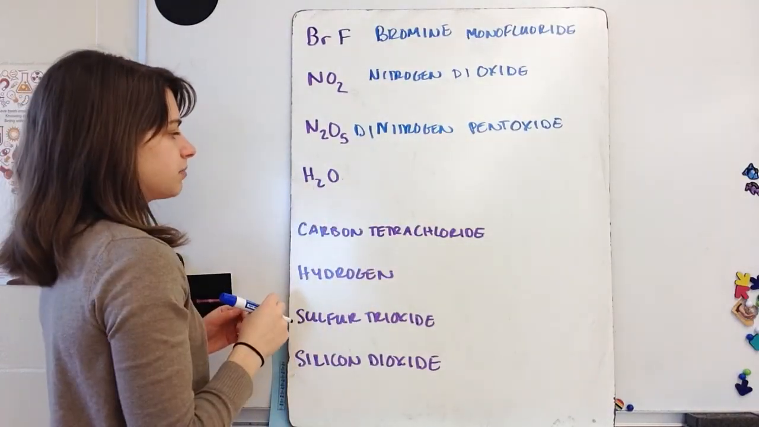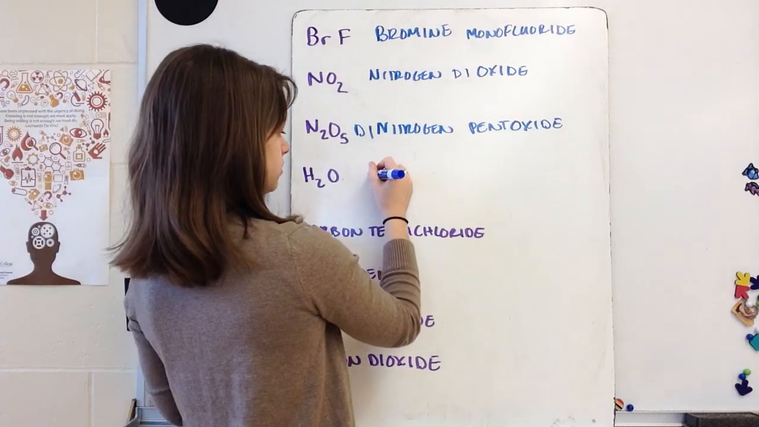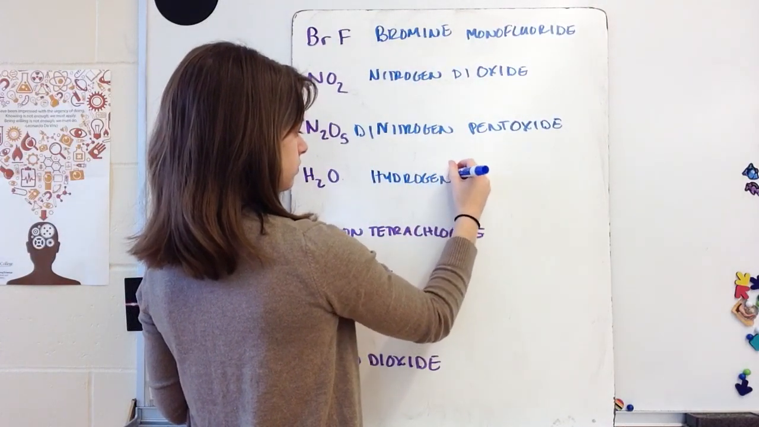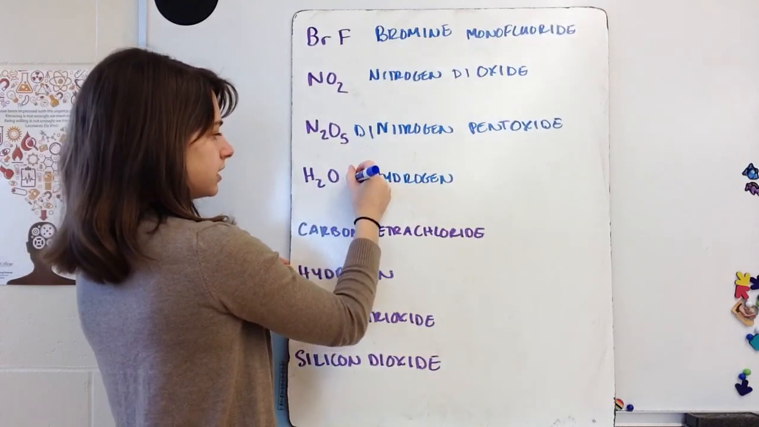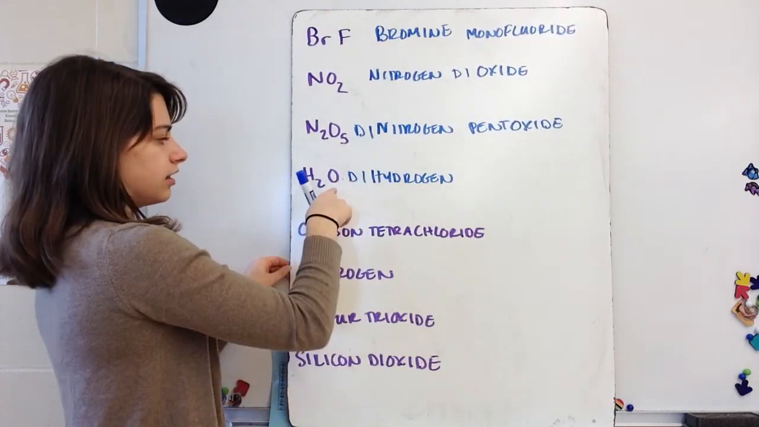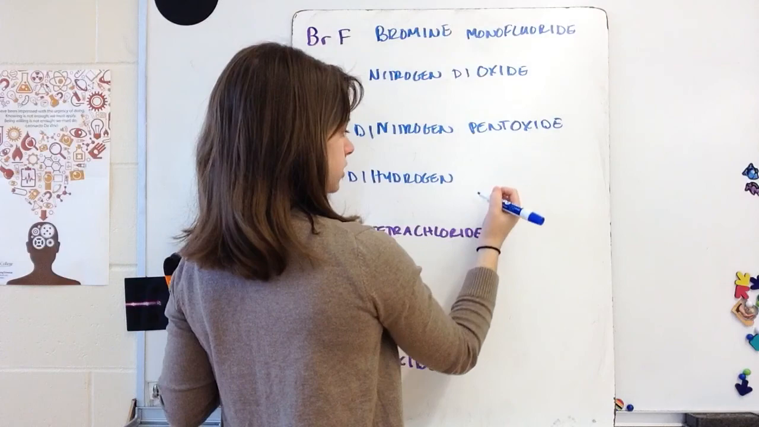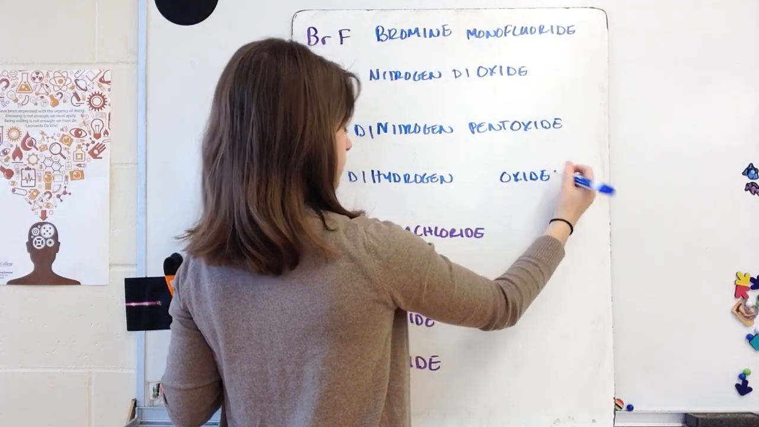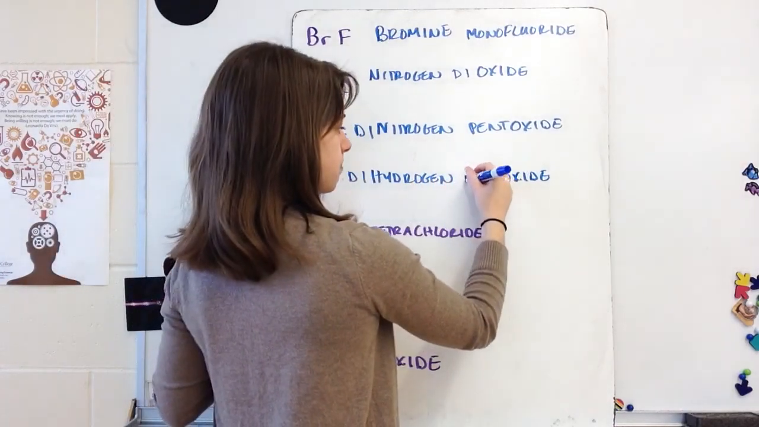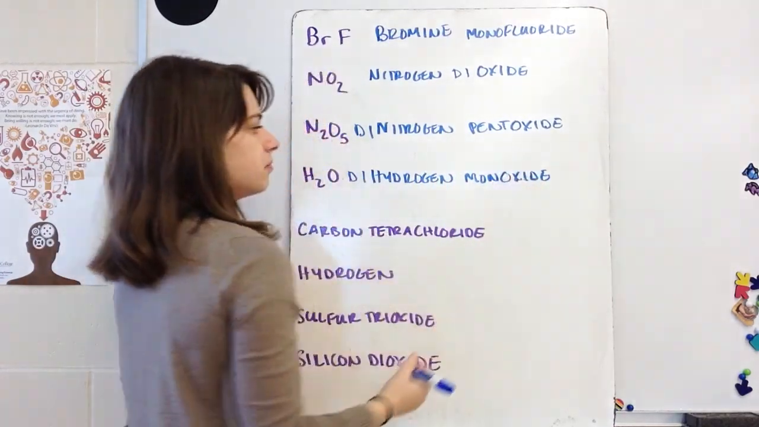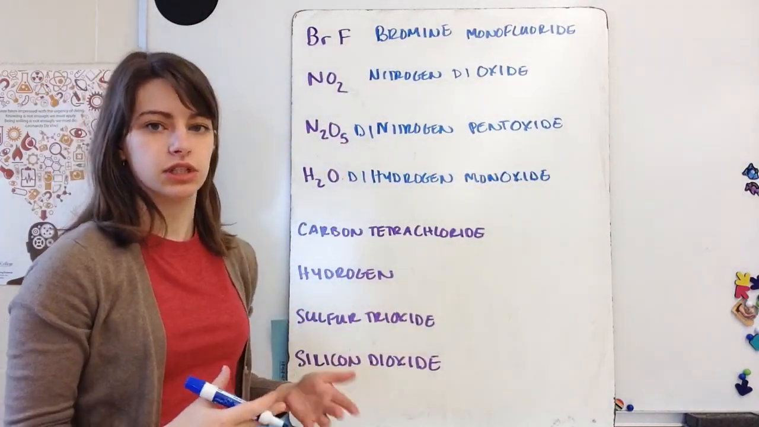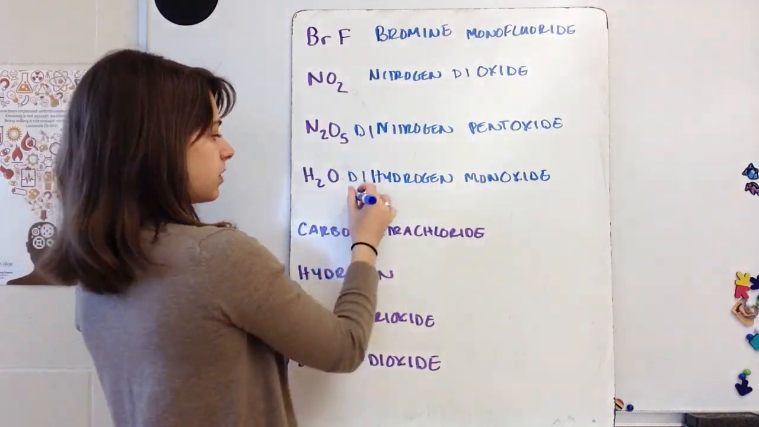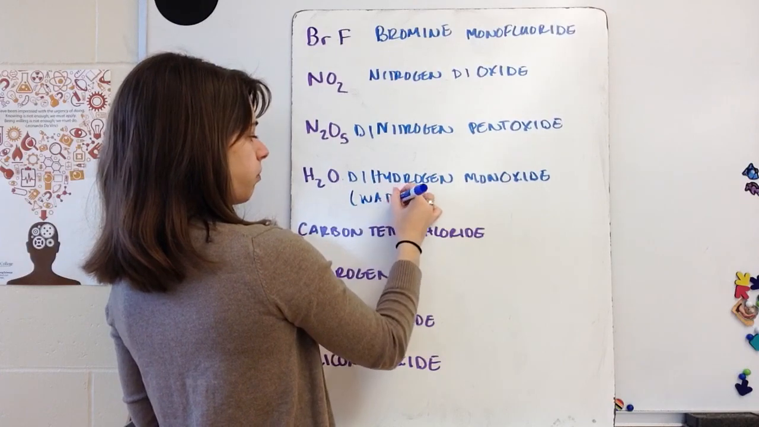And then our 4th example, first element is hydrogen. There are 2 of them, so we're going to put dihydrogen. And then our second element is oxygen, so we're going to change it to oxide. There's only 1, so it's going to be mono. Monooxide just sounds weird, so we just say monoxide. So we have dihydrogen monoxide, which, by the way, is water.